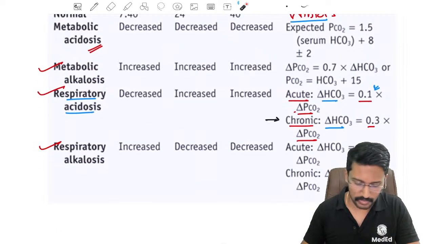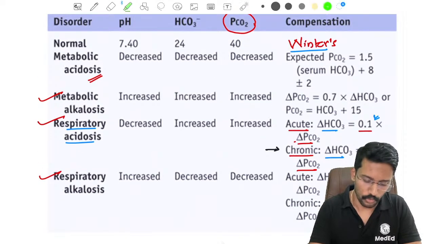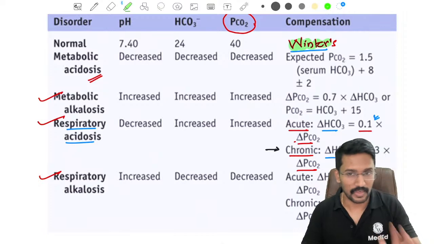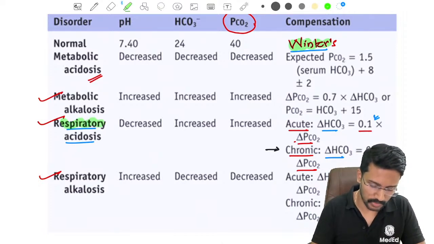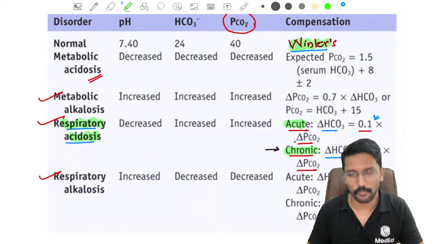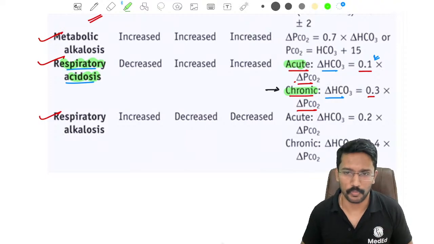So memorize this table, and if you ask me, sir, pick only one formula that I need to remember, then you have to remember Winter's formula. Maximum questions are going to come from that. The second important will be the respiratory acidosis. There are 2, acute and chronic, both you need to remember. Anyway, formulas are easy to remember, so I hope that it helps you.